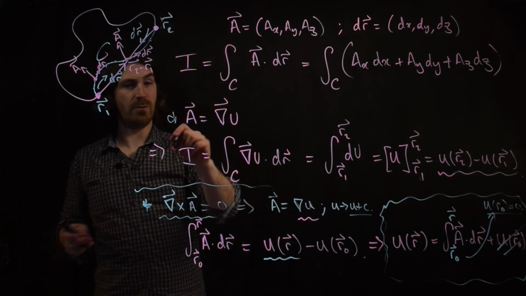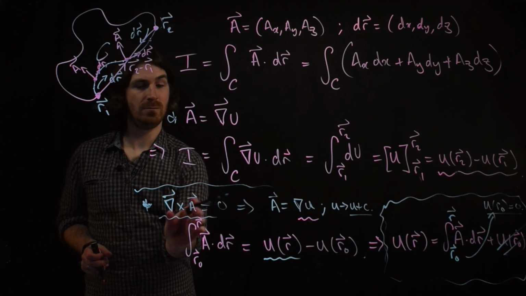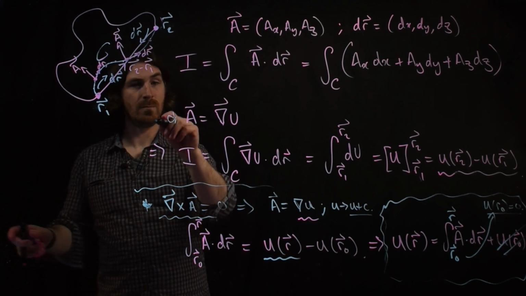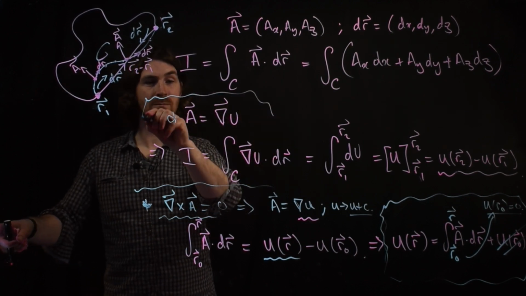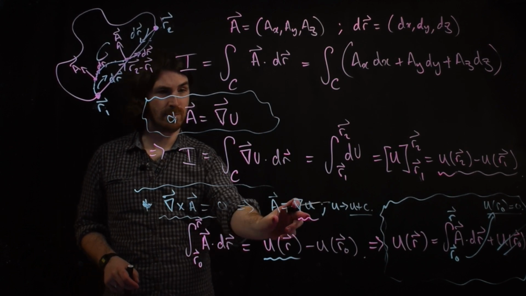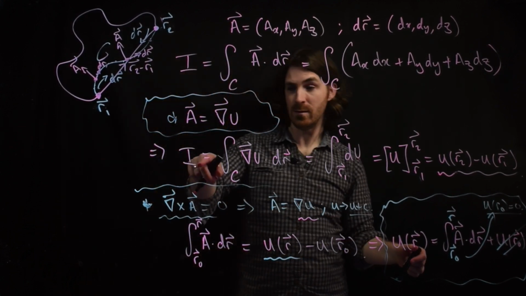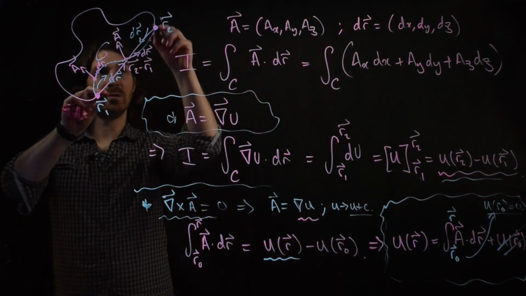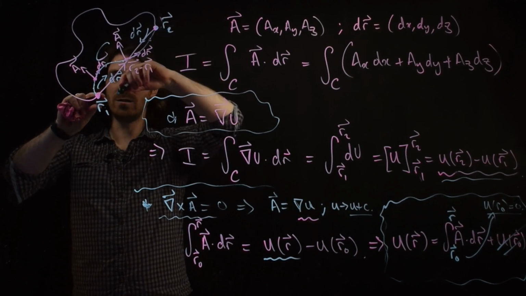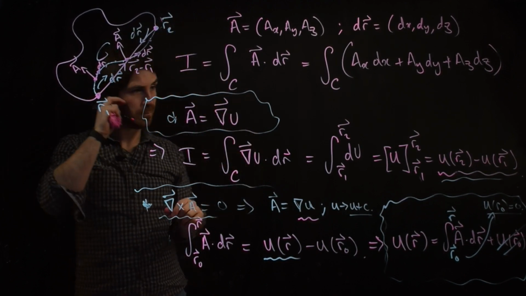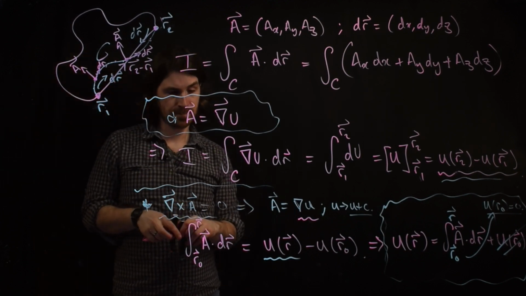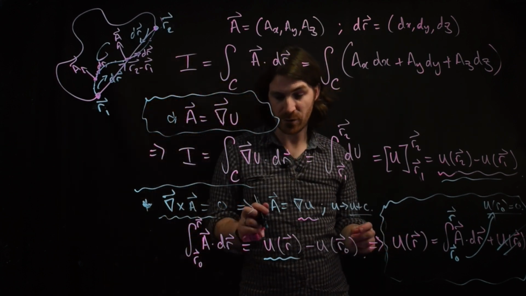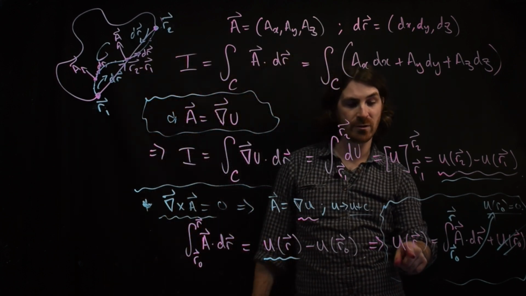But if A is irrotational, i.e. the curl of it is 0, then A can be written as the gradient of some potential. And if so, the value of the line integral is easy. It only depends on the two endpoints, the starting point and the end point, and not on the path you take to get there.